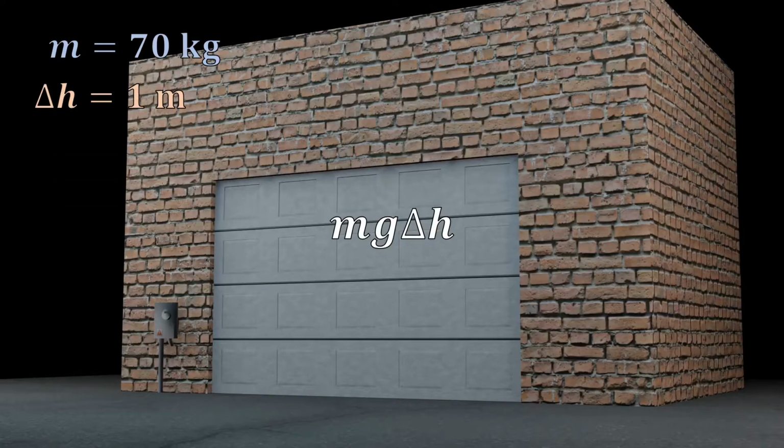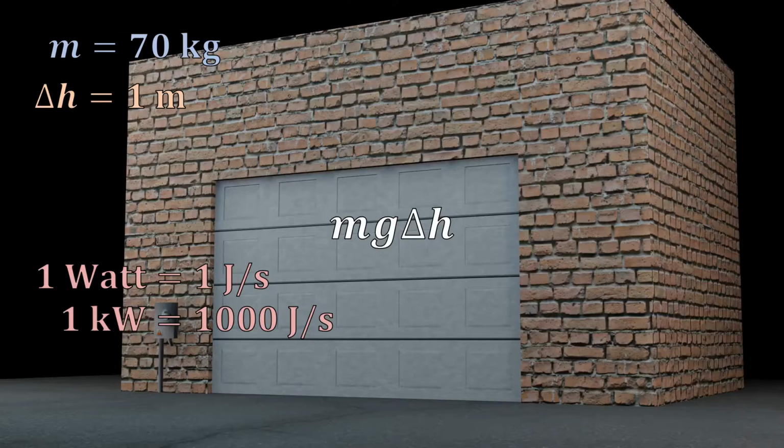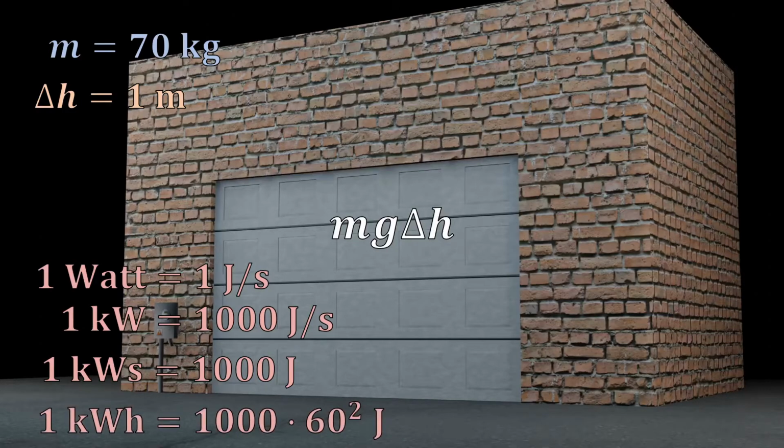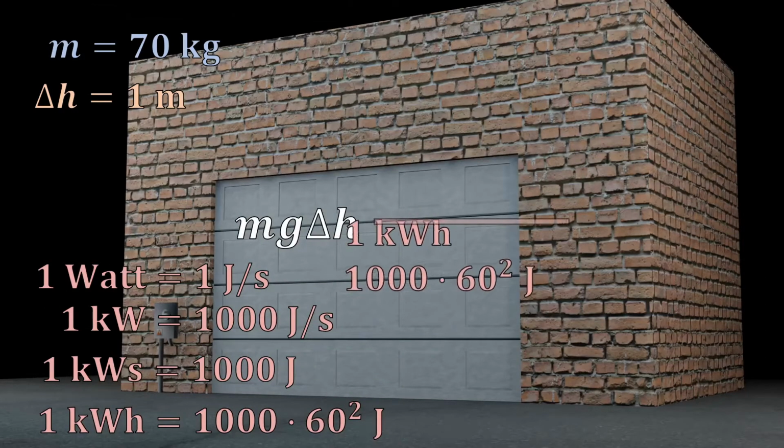To convert it to kilowatt hours, we recognize that a watt is a joule per second. A kilowatt is 1,000 joules per second. So, a kilowatt times a second, or a kilowatt second, equals 1,000 joules. An hour has 60 minutes, each with 60 seconds. So we multiply by 60 squared. So, a kilowatt hour is 1,000 times 60 squared joules. This tells us that to convert from joules to kilowatt hours, we divide by 1,000, then divide by 60 squared.